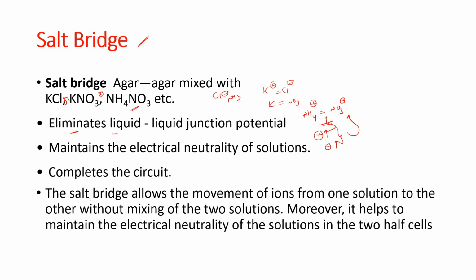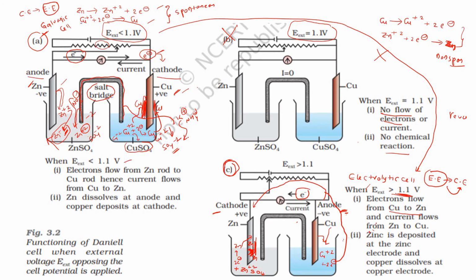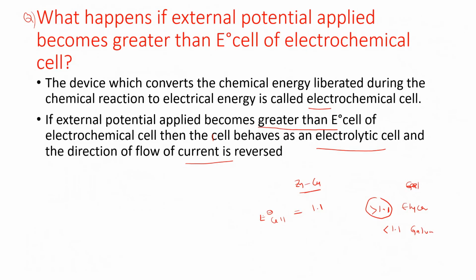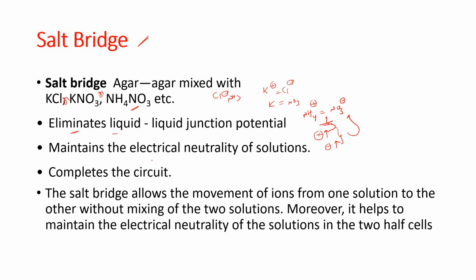So again, I have written: the salt bridge allows the movement of ions from one solution to the other without mixing the two solutions. That means zinc sulfate and copper sulfate don't mix with each other. The salt bridge prevents mixing of zinc sulfate and copper sulfate. That is one of the reasons. Moreover, it helps in maintaining electrical neutrality. This is a very, very important word. That is the reason I have discussed all these things here.